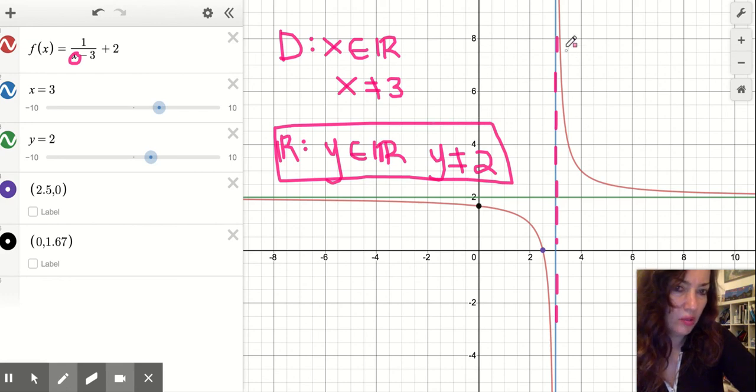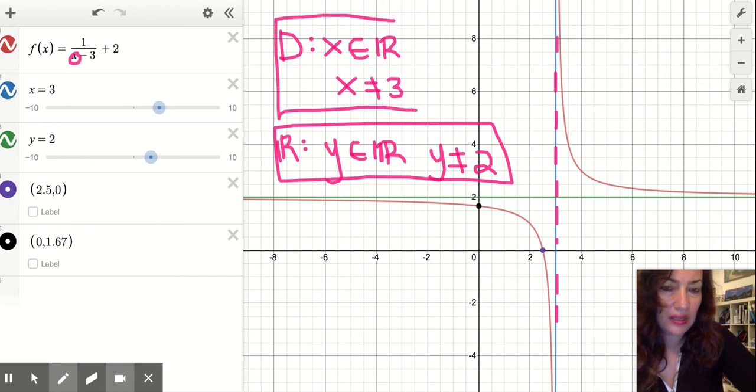And in the domain, we see we have a vertical asymptote at x equals 3. So the domain is the set of all real numbers except x cannot equal 3.